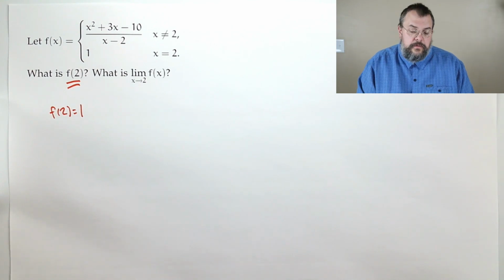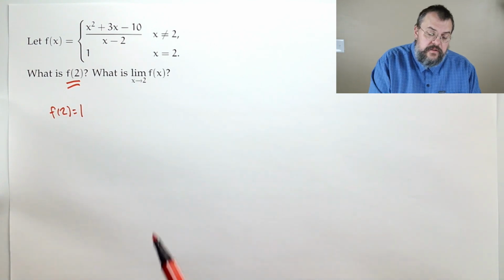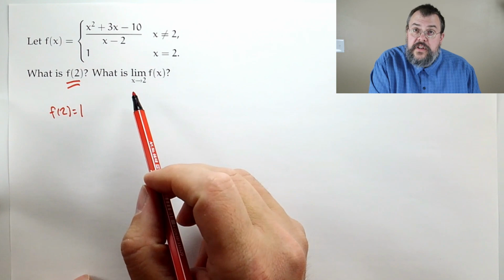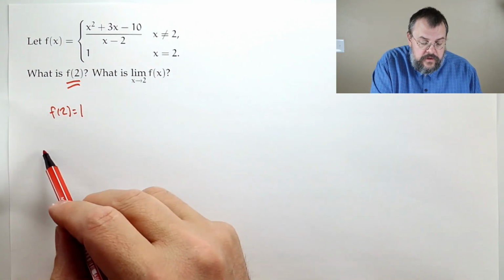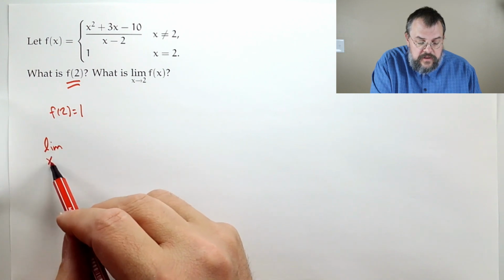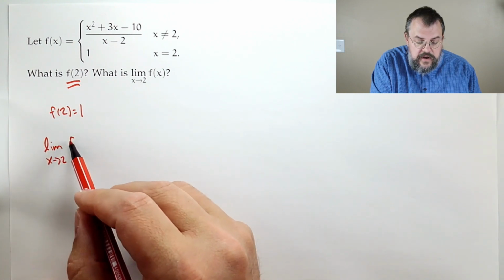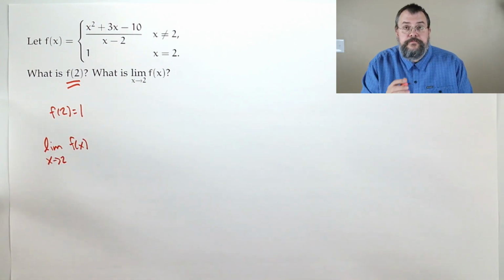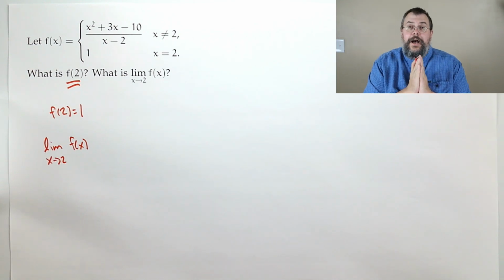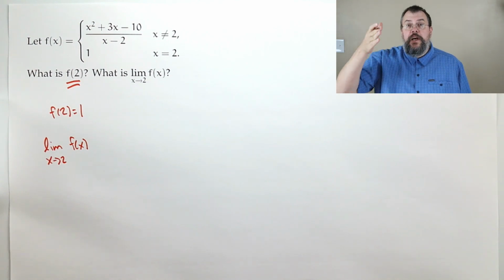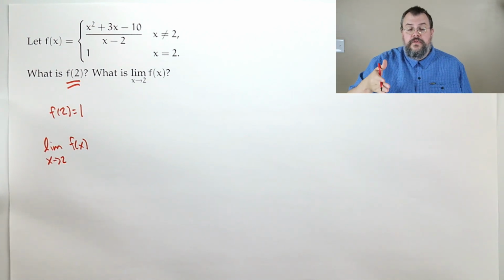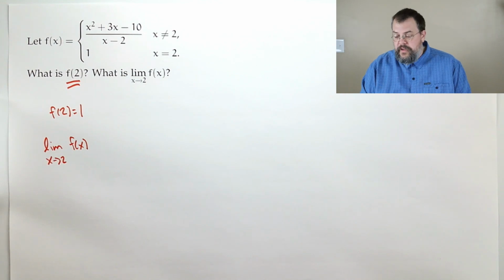All right, that's reasonable. Now the second question, what's the limit as x goes to 2 of f of x? So the limit as x goes to 2 of f of x. Now, how do we deal with this limit? One of the things to remember is that limits don't care about what's happening at 2. Why is that an important thing to say?